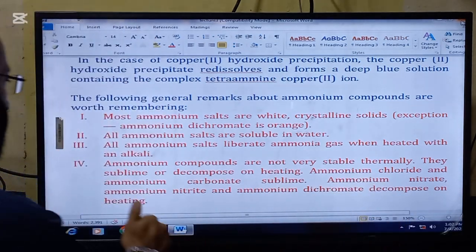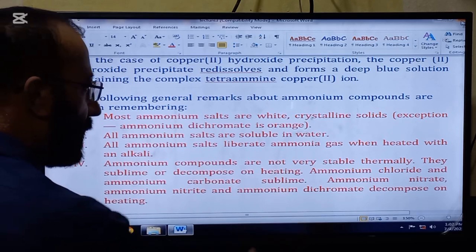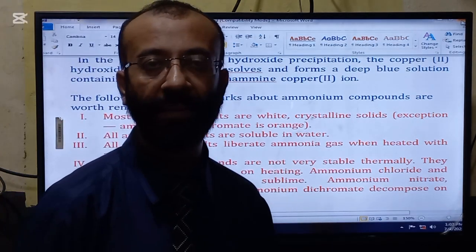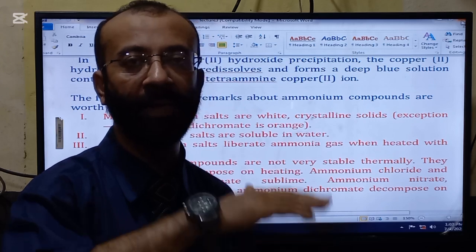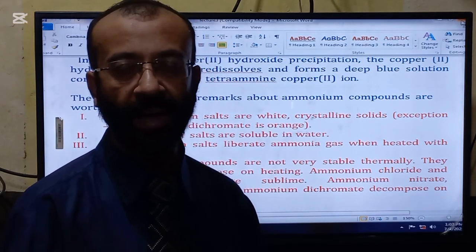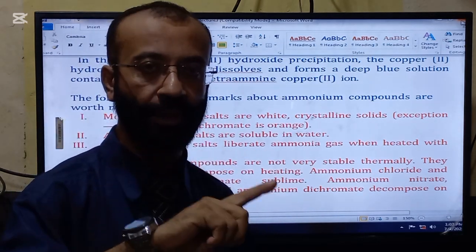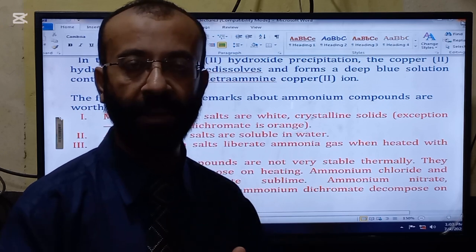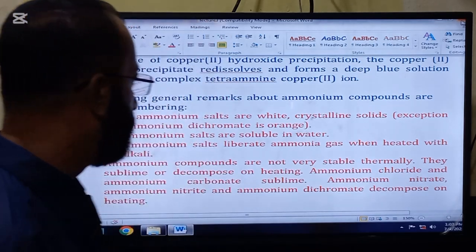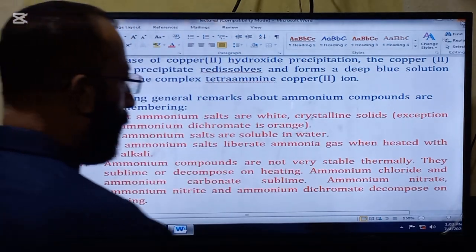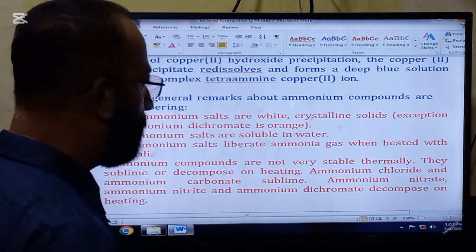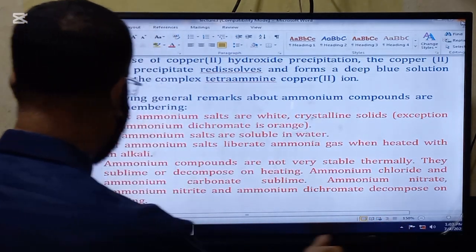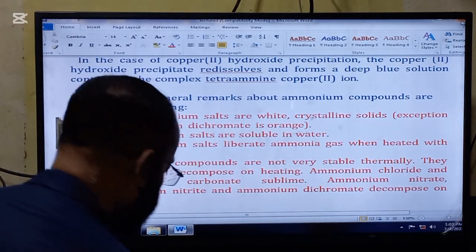Ammonium chloride and ammonium carbonate sublime. Sublimation is a process in which a solid is directly converted into gas, or a gas is directly converted into a solid, without passing through the liquid state. Ammonium nitrate, ammonium nitrite and ammonium dichromate decompose on heating.